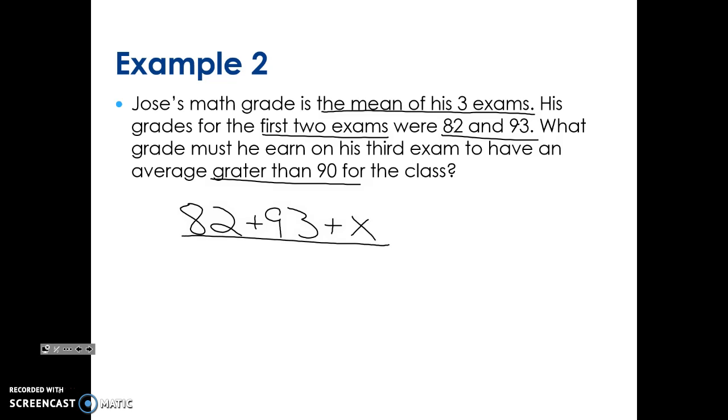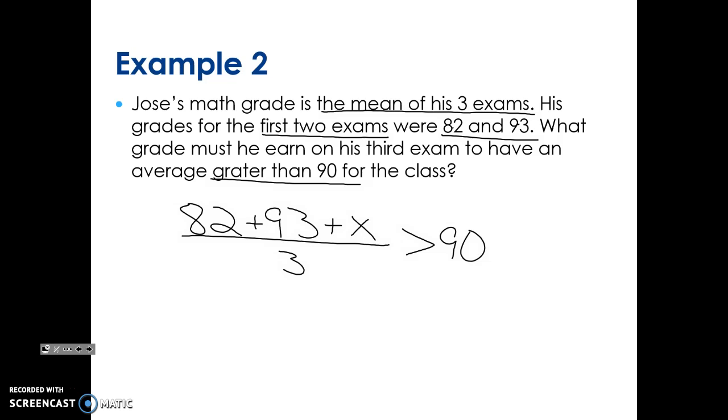And then that's going to be divided by, we know that mean is when we add all of our grades together and divide by how many we have. So how many grades do we have here? 3. So we're going to divide by 3. And then it says that it's got to be greater than 90. So we want its average to be greater than 90. So whatever these numbers end up being, we want that to be greater than 90. Now notice it didn't say greater than or equal to, so we just put greater than.